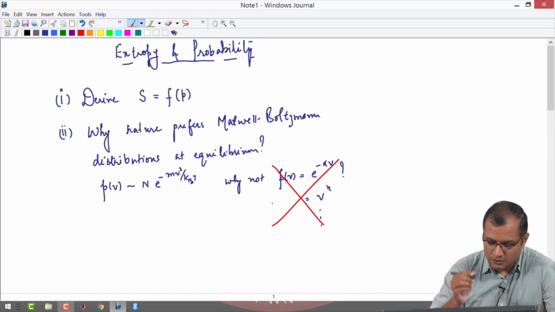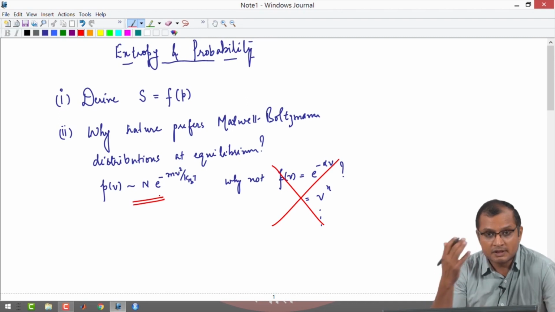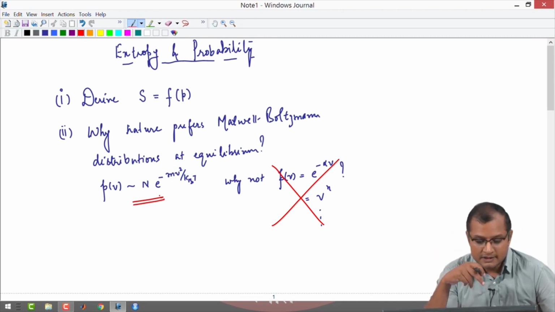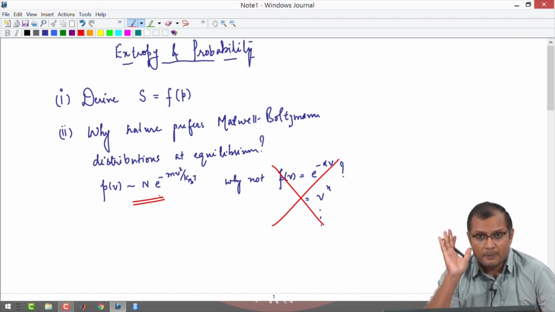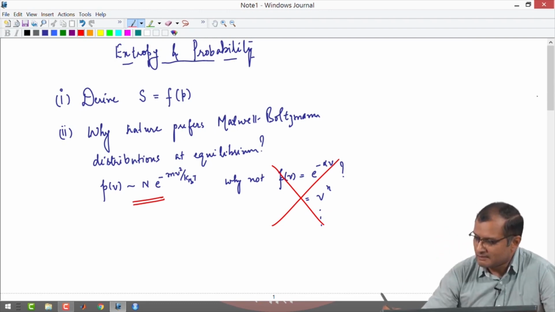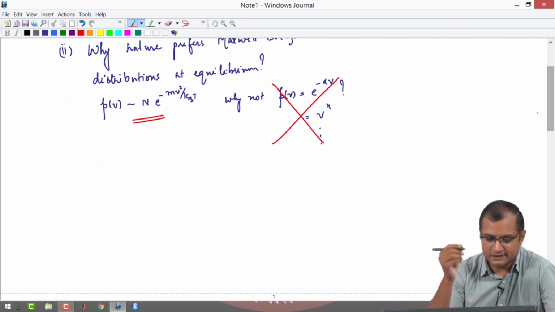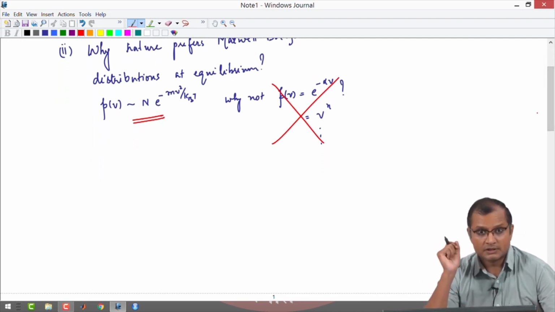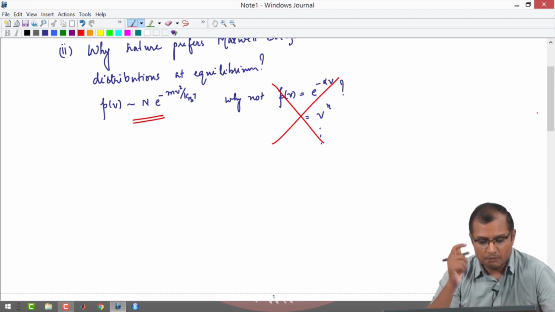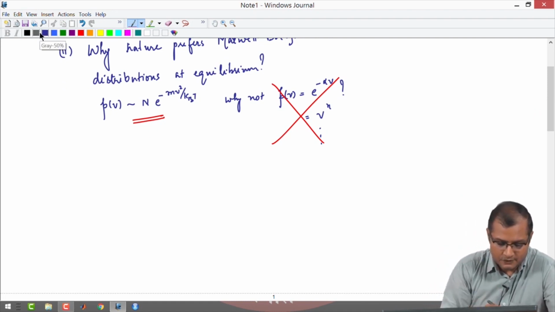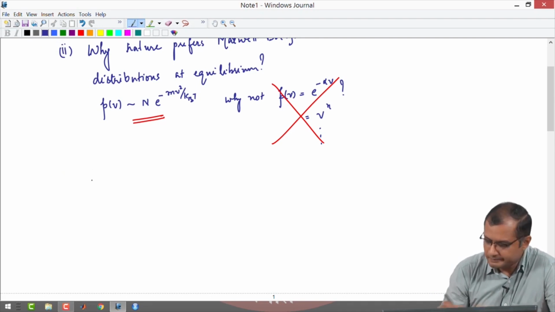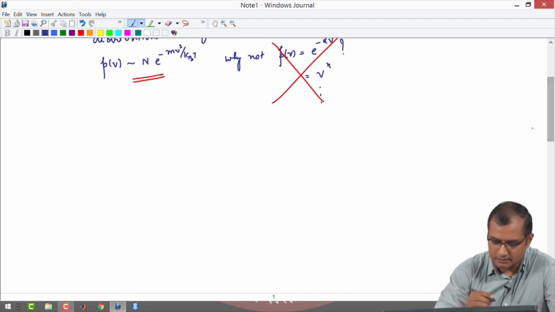So, the reason why this distribution is selected over other distributions is because a Gaussian distribution is a distribution of maximum entropy. Okay. So, we shall systematically derive this distribution by maximizing entropy. So, that is the agenda of our lecture. So, we will start off with Boltzmann's definition of entropy.